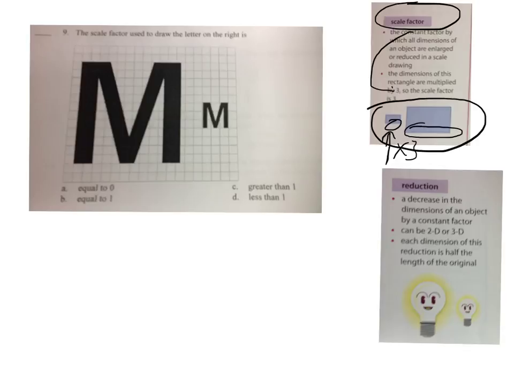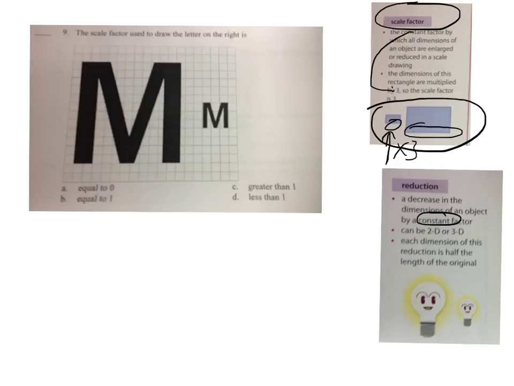So if you look at the word reduction, reduction just means smaller. Before you looked at enlargement, and that meant bigger, so reduction is the opposite. It's a decrease in the dimensions of an object by a constant factor. Remember, a constant factor would be like a number. But in this case, you can also look at 2D or 3D objects.